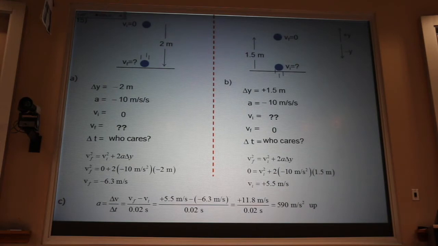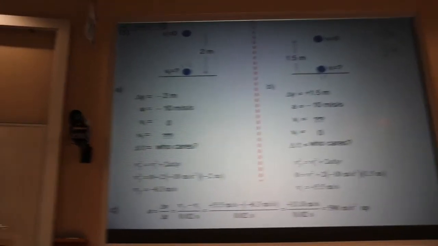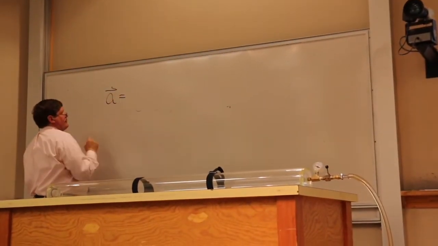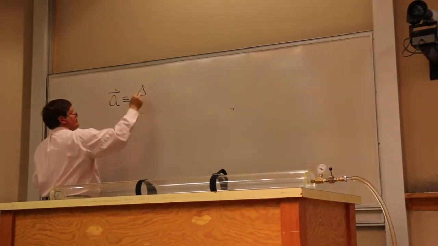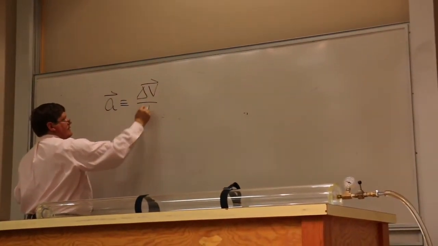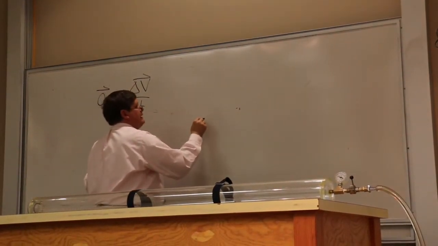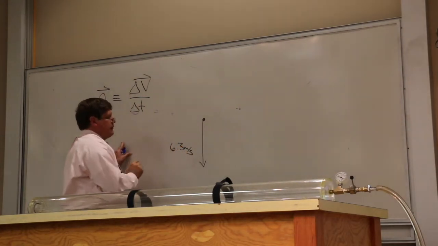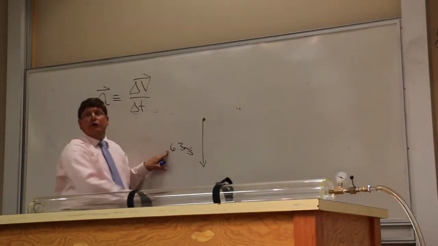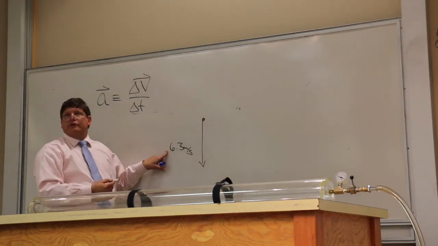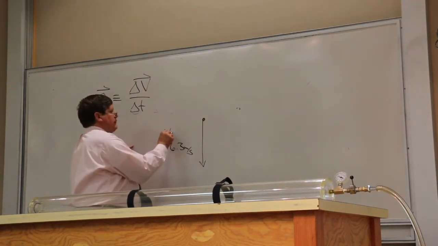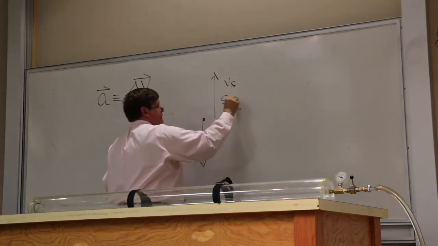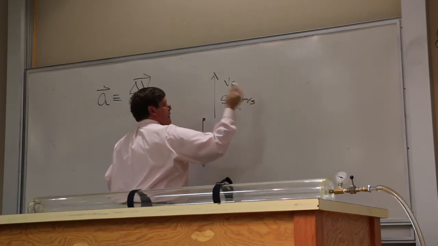Now, folks, I could also have solved this part C graphically if I used the operational definition that acceleration is just a change in velocity vector divided by the time. My initial velocity would be down 6.3 meters per second. Notice I don't put a minus sign there because I've got an arrow down and I'm just labeling that vector with its magnitude. That would be V initial. My final would be 5.5 meters per second up.